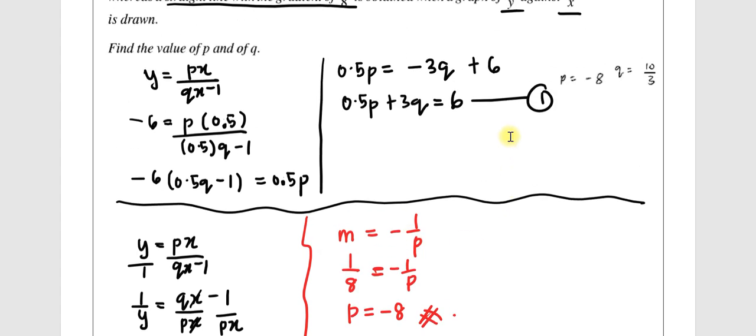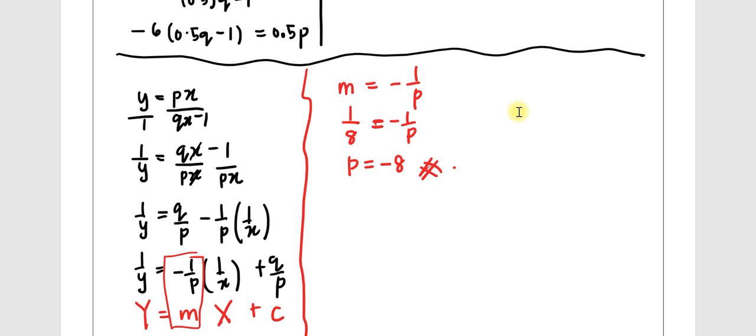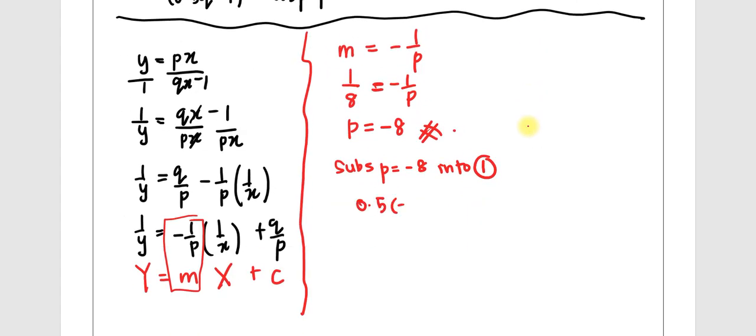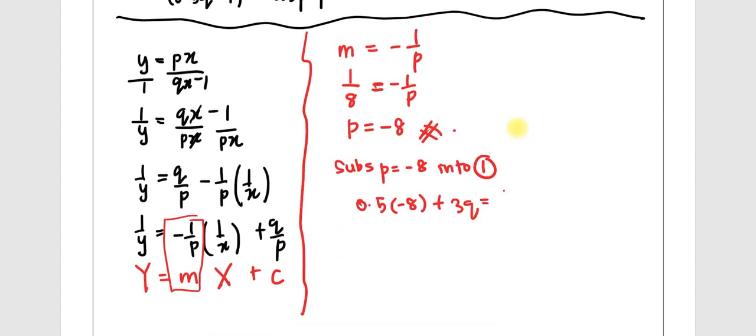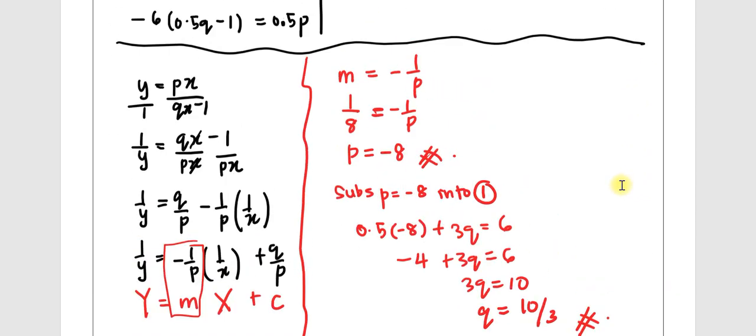Okay, now how to find the q? You can substitute in the equation. Remember we have an equation, right? Equation 1. Substitute p equals to negative 8 into number 1. So 0.5p plus 3q equals to 6. So this should be negative 4 plus 3q equal to 6. 3q is equals to 10. Q should be equal to 10 over 3. Okay, both answers tally. Alright, so that's how you do this question.